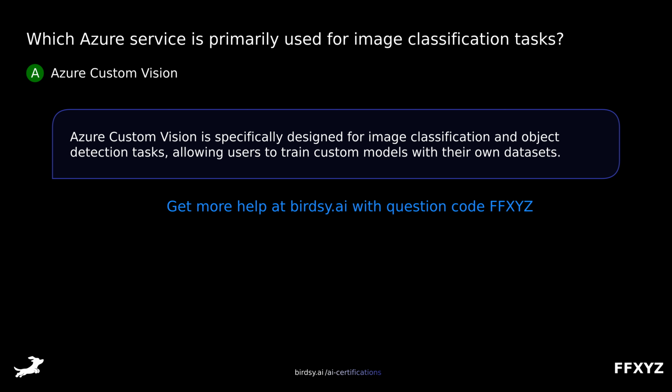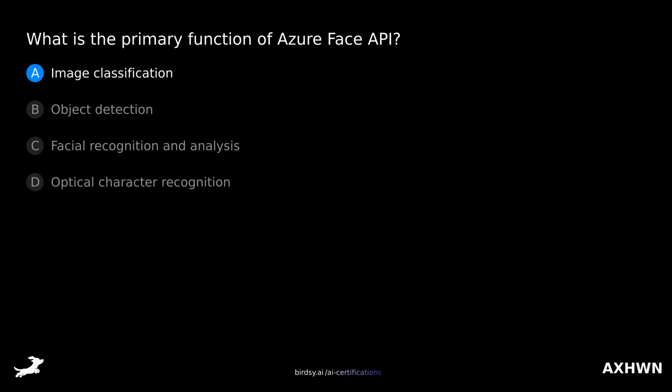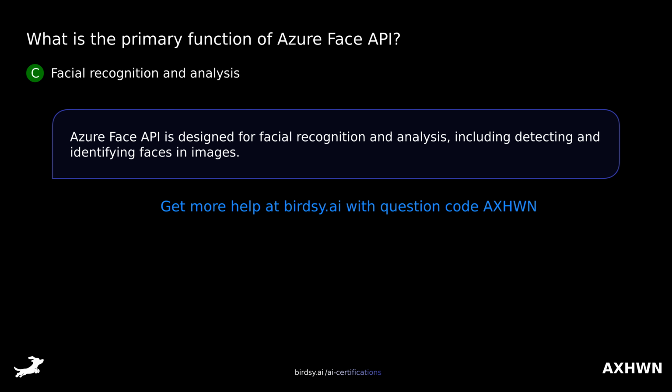Azure Custom Vision is specifically designed for image classification and object detection tasks, allowing users to train custom models with their own datasets. What is the primary function of Azure Face API? Is it A, image classification? B, object detection? C, facial recognition and analysis? Or D, optical character recognition? The answer is C, facial recognition and analysis. Azure Face API is designed for facial recognition and analysis, including detecting and identifying faces in images.